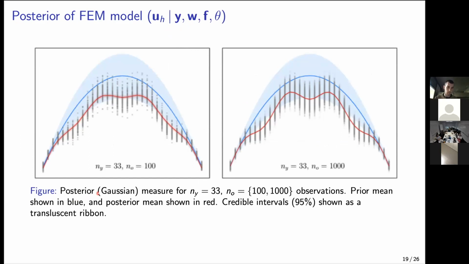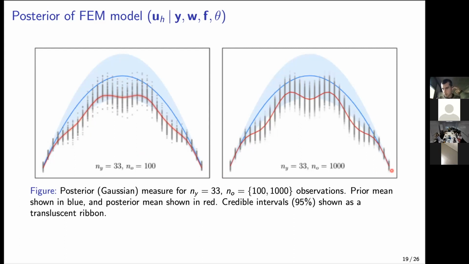And this says that we've got a posterior Gaussian measure taken for NY equals 33, so 33 observation locations. These are given by these sort of column looking things here. And then NO equal to 100, so 100 observed data points at each location, and then 1,000 on this side at each location. And you can see that our prior, shown in blue, gets shifted according to what the data tells us to give us the red measure below, and it also shows that the uncertainty shrinks according to how much data we have in each simulation.